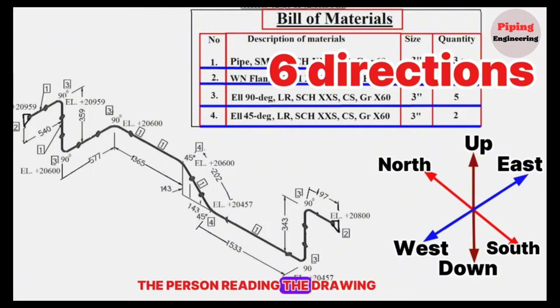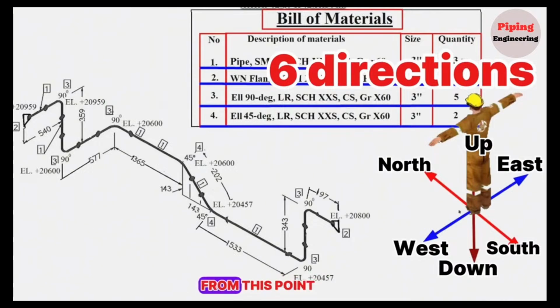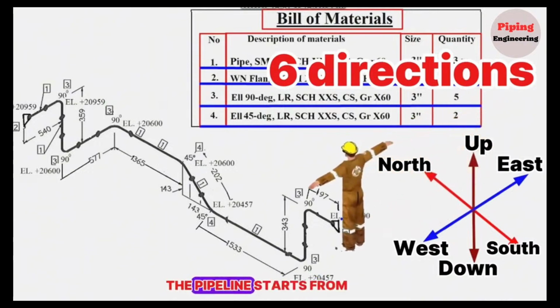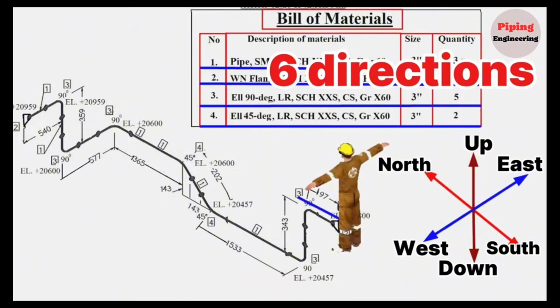The person reading the drawing should imagine himself facing north, provided that he is in the center of these directions. We will start to read this pipe drawing from this point. The pipeline starts from this flange and extends northwards, a length of 197 millimeters. At this point, the pipeline turns downwards with a 90-degree elbow, and continues a length of 343 millimeters.